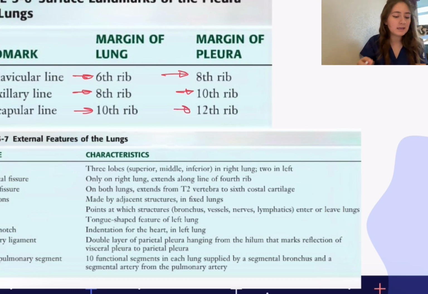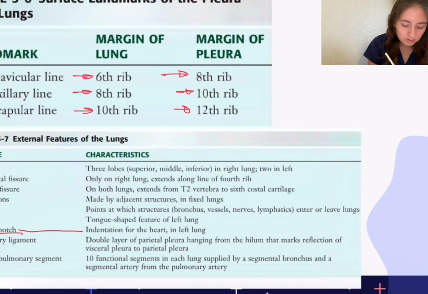We have in here some features that we have to understand: lobes, horizontal fissure, oblique fissure, impressions, hilum, lingula, cardiac notch, pulmonary ligament, bronchopulmonary segment. For me, the most difficult were the lingula and cardiac notch. The others we already know, or maybe we saw in some lectures before.